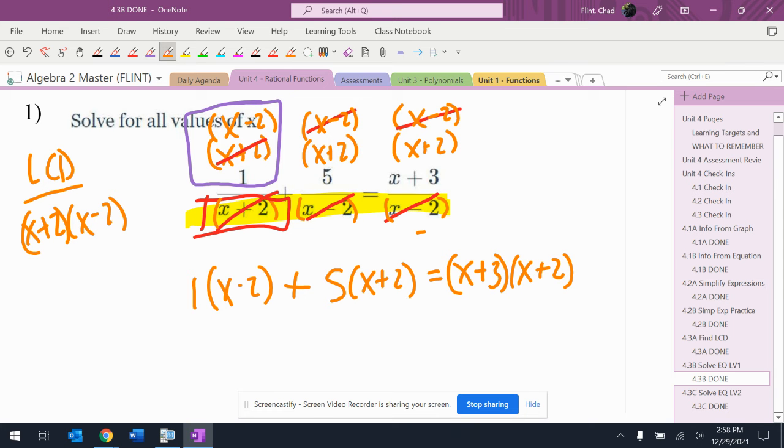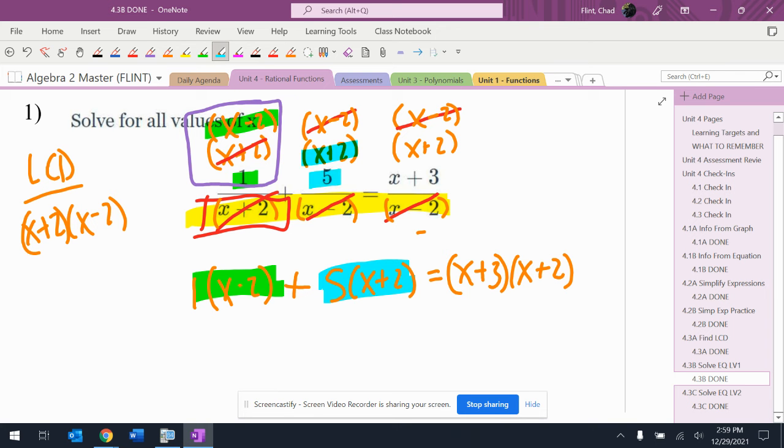All right, now I'm going to slow down here for a second. This green came from here and there. What's left? This blue came from here and there. Again, what's left? And this purple came from here and there. What's left? All right. The denominators are all gone. That's what I wanted to happen.